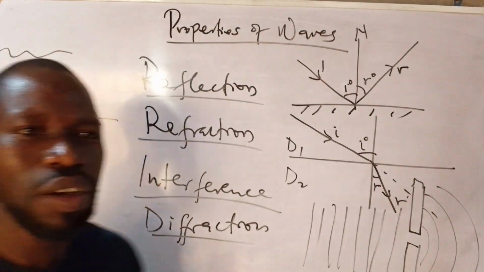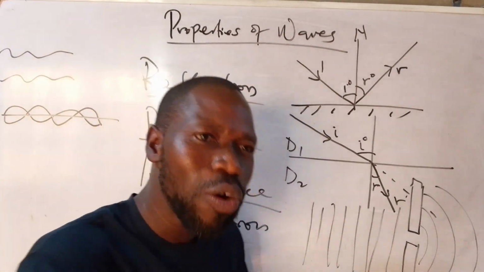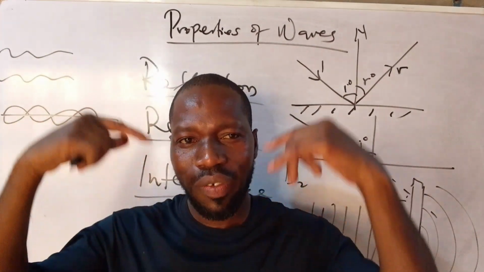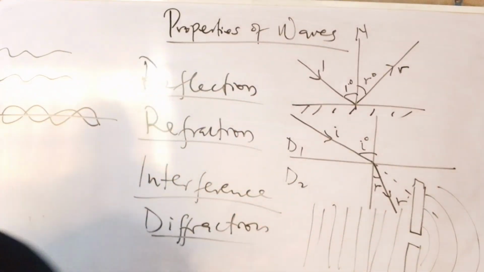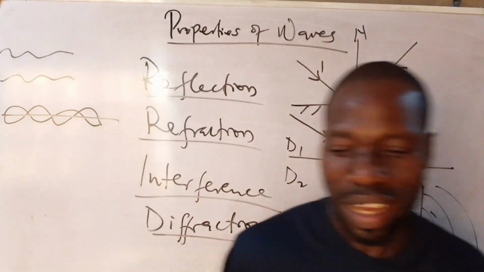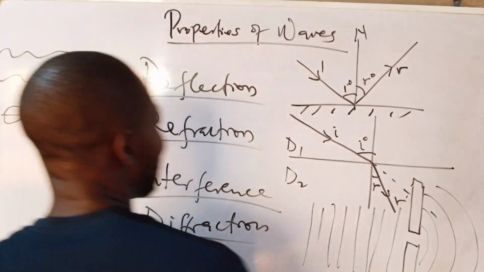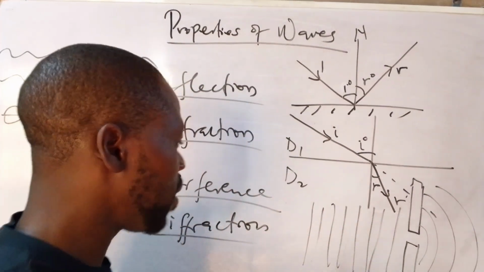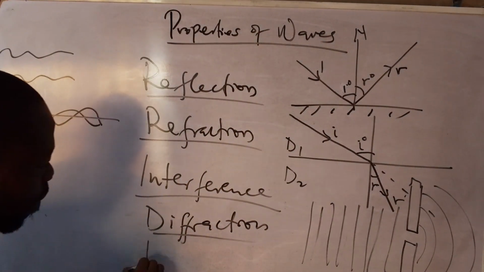So diffraction is the ability of a wave to go through a narrow opening in an obstacle and form a different pattern. When it passes through the obstacle, it behaves differently at the end of the obstacle. That is diffraction. The last property, but not the least, is what?